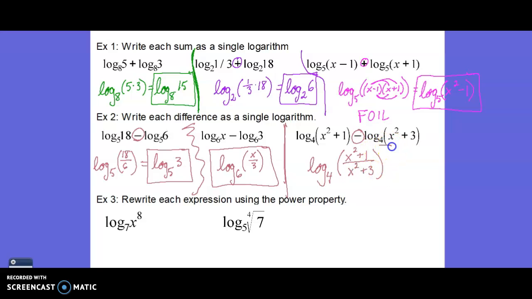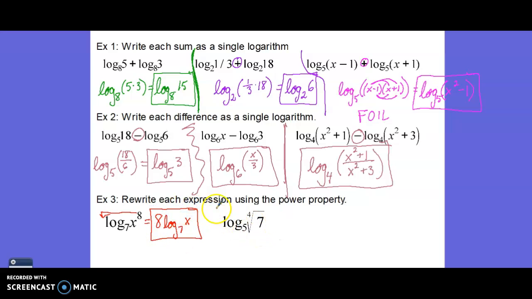Now here's the other thing: sometimes, not very often, we give you problems that can be factored. Neither of these can be factored though, because they're sum of cubes, sum of squares. But sometimes we can cancel things out, so be on the lookout for that. And then the last exercise on this slide is practicing that power rule, where you can bring the power in front. This is all they're trying to get you to recognize. 8 log base 7 of x.